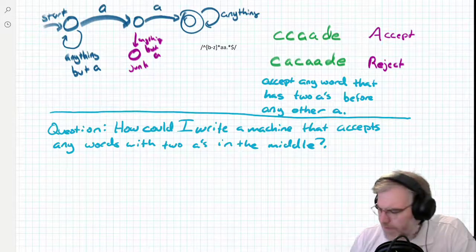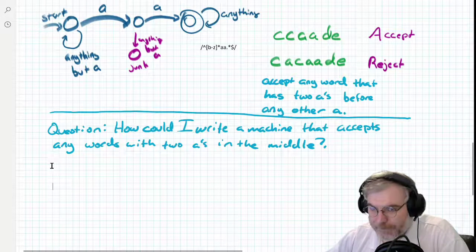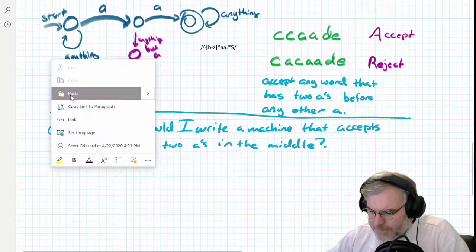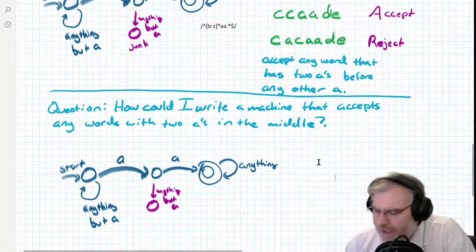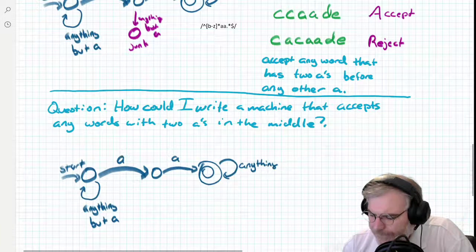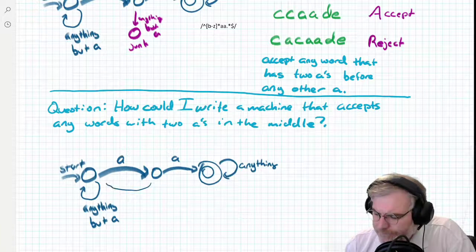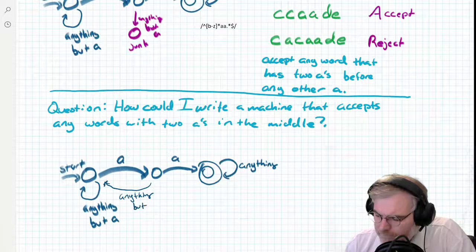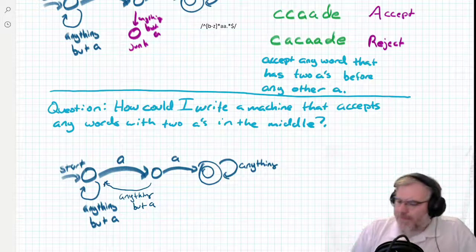How do you do that? You're supposed to be able. Oh, forget it. I got a mouse. But instead of having this junk state, what if I took it out and did this? Now what would happen?